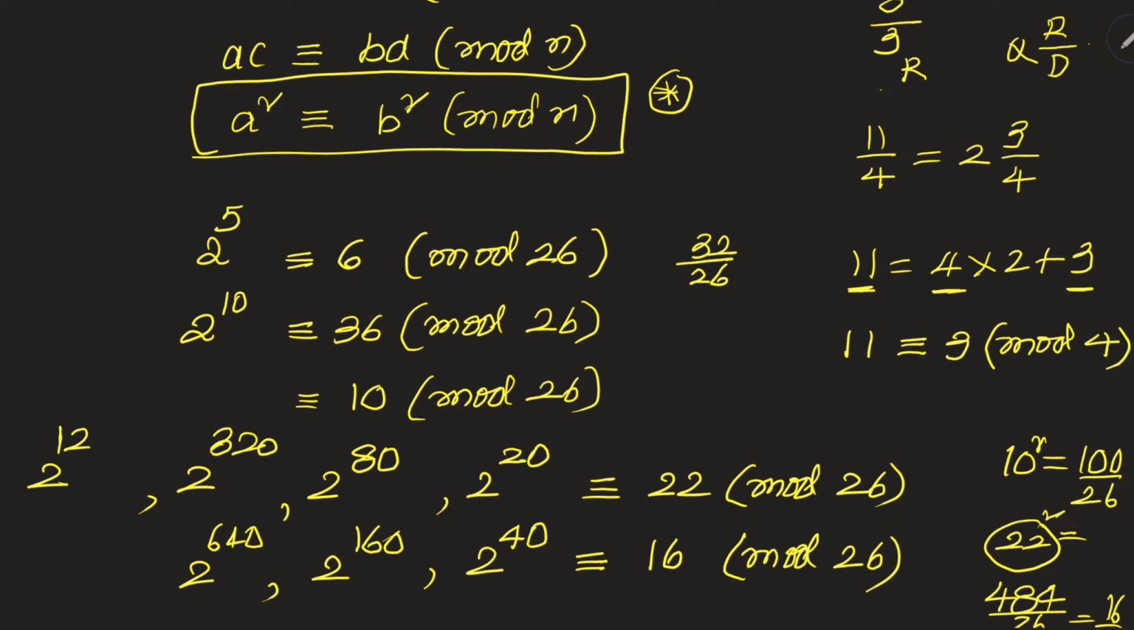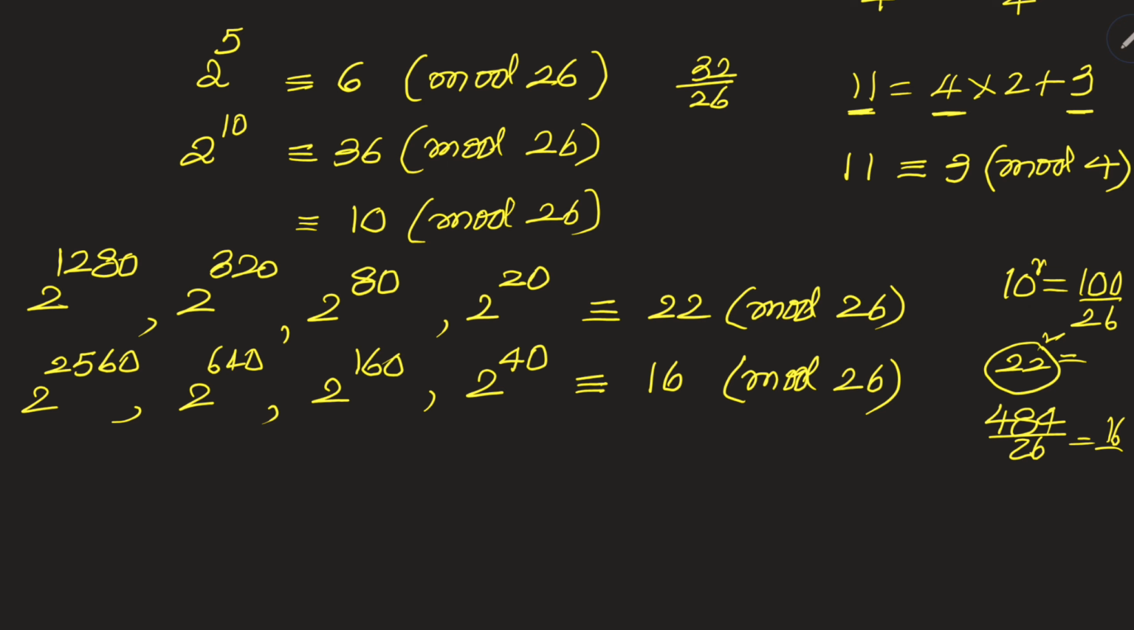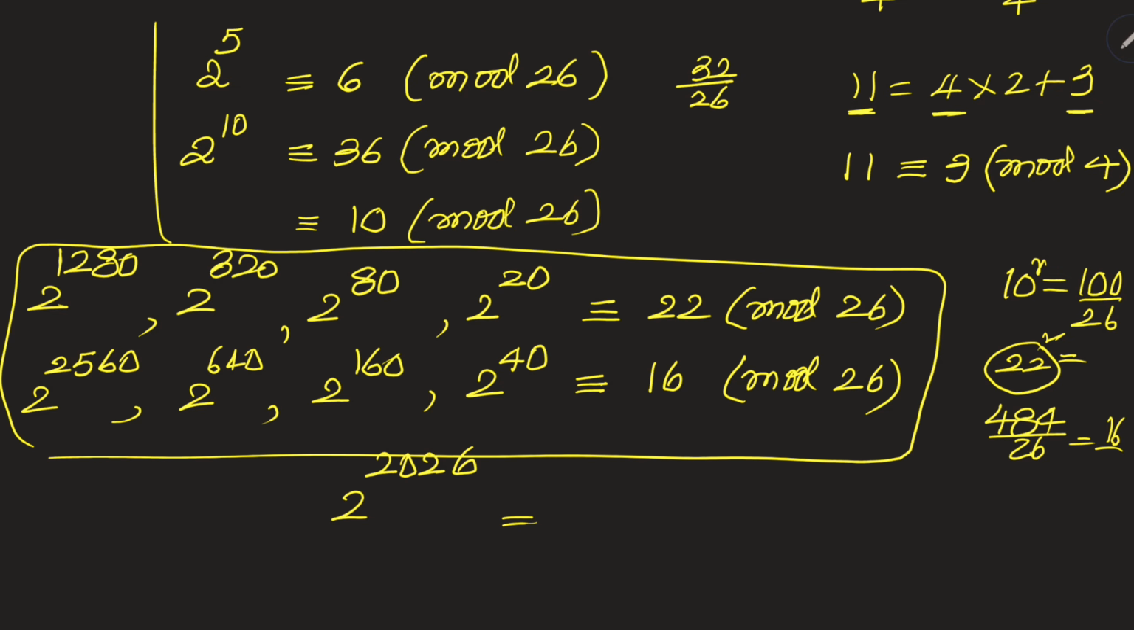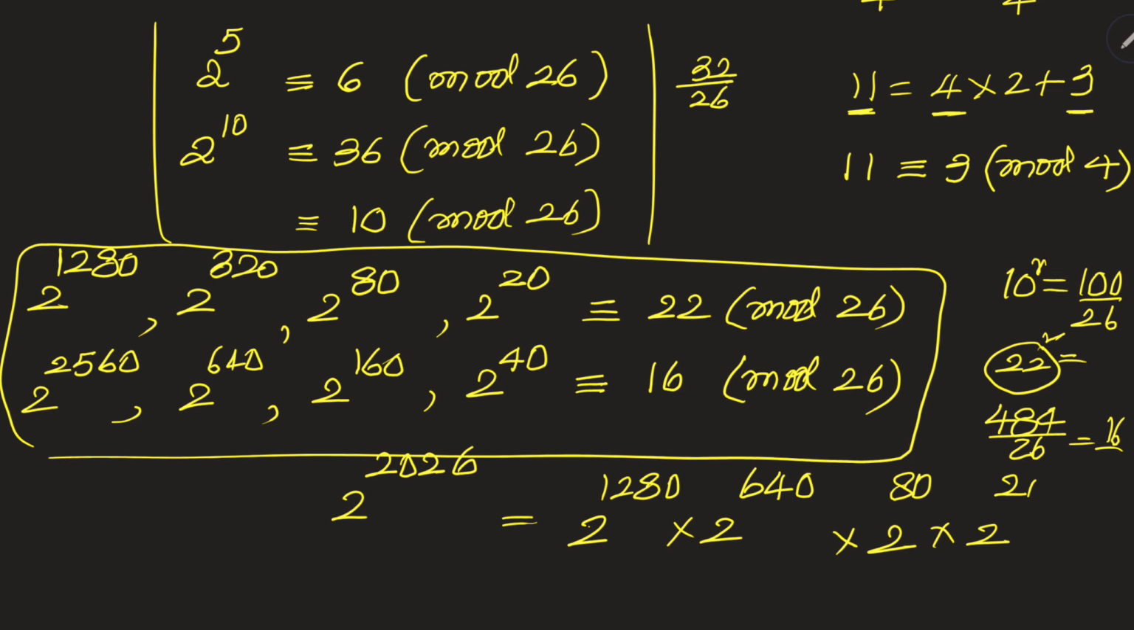Next time you will get the remainder as 22, and next time as 16. Now we got all the powers whatever we need. We need 2 to the power of 2026. We want to divide that in such a way that we can utilize the values we got here. So I will write it as 2 power 1280 into 2 power 640. 1920 is covered. We can use 2 power 80. We can use 2 power 20. Then we can use 2 power 6.